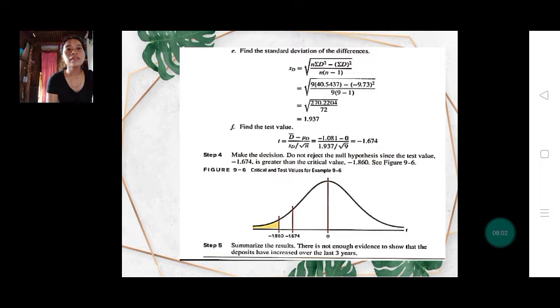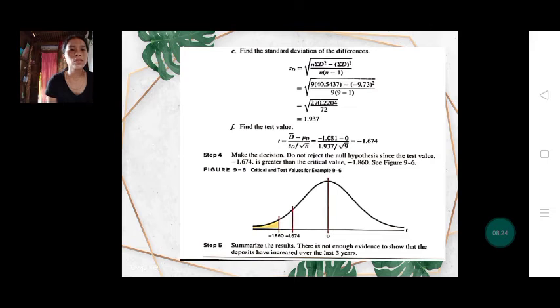Next is find the standard deviation of the differences. So diha na atong pangitaon karon ang standard deviation, which is ang formula is square root of n summation of d squared minus summation of d squared, then n times n minus 1.